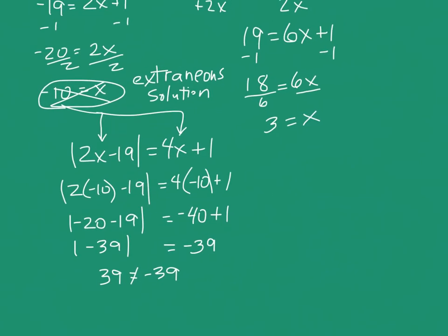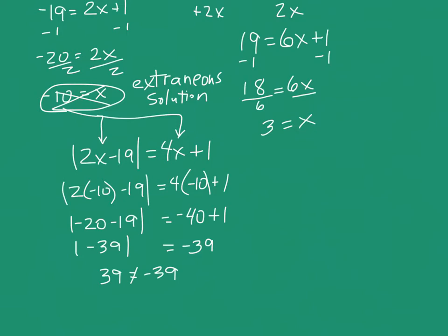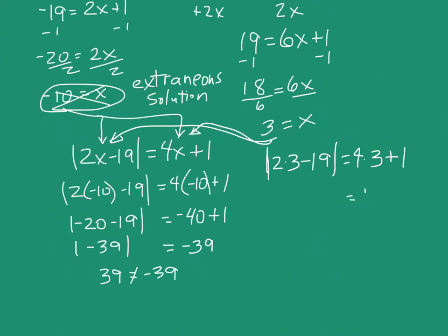All right, I'm now going to check 3 into, again, the same spots. I'm working, Loki. All right, so the absolute value of 2 times 3 minus 19 equals 4 times 3 plus 1. So 12 plus 1 is 13.